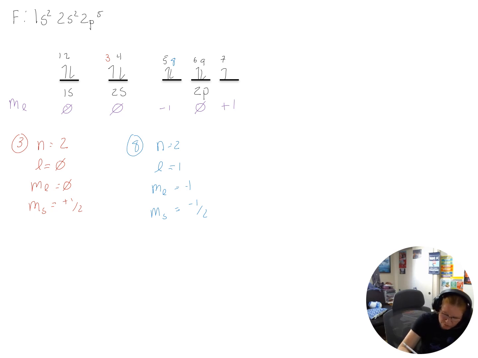Try one more. Try to do 7. How did you do? For 7, you'll get n equals 2, L equals 1, m sub L equals +1, and m sub S equals +1/2.